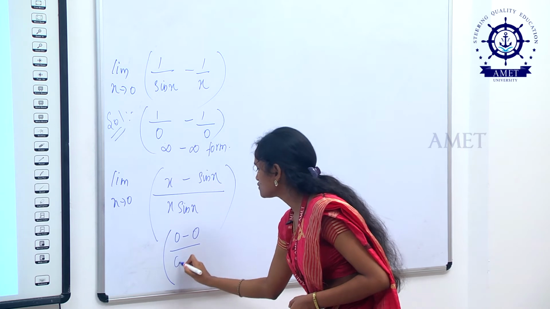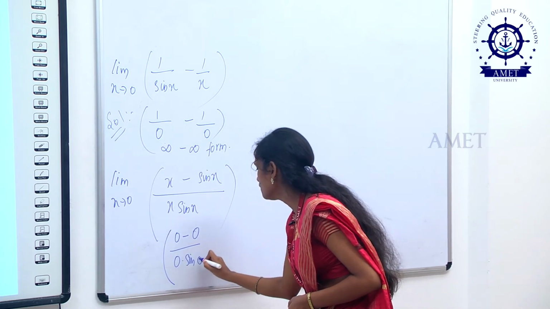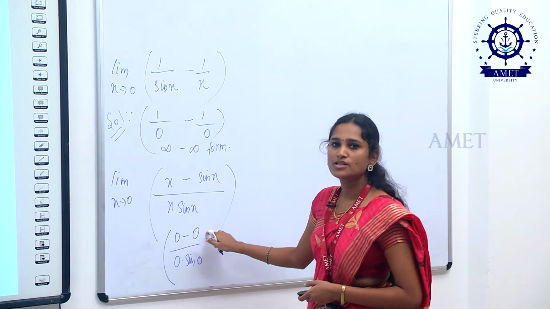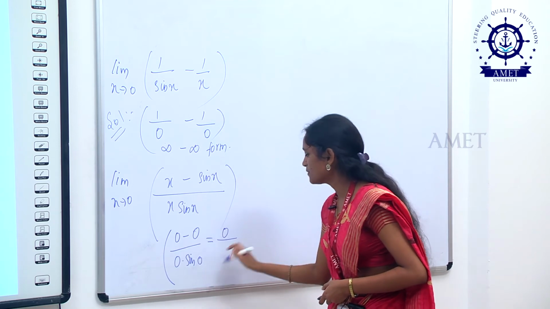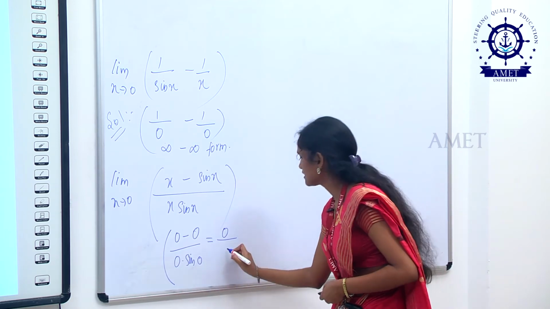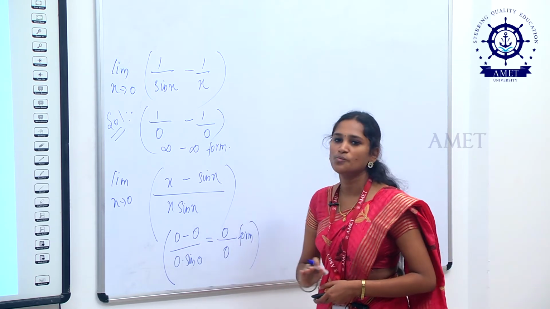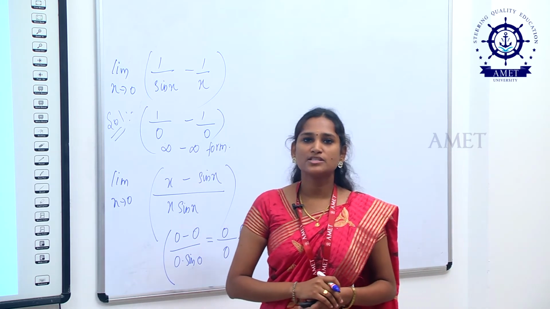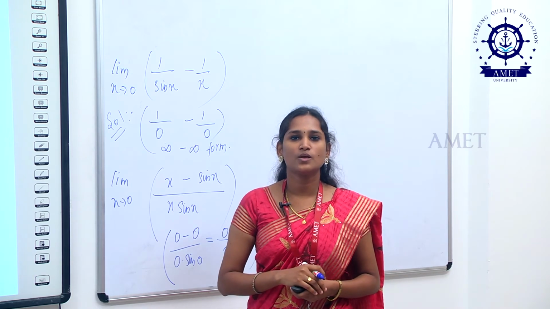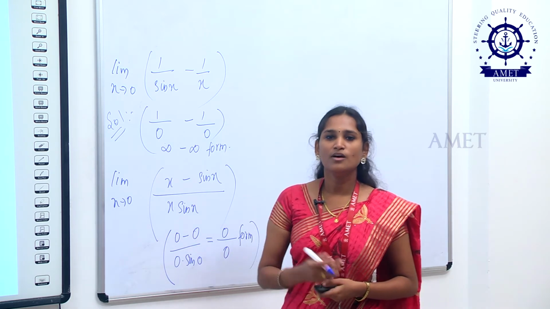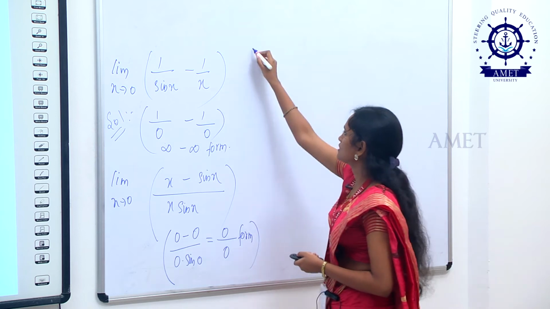Denominator here: 0 into sin 0, which is equal to 0, minus 0 is nothing but 0. Denominator 0 into anything is nothing but 0. So here in this problem it has a 0 by 0 form. 0 by 0 form means, as you already know, we are using the L'Hospital rule.